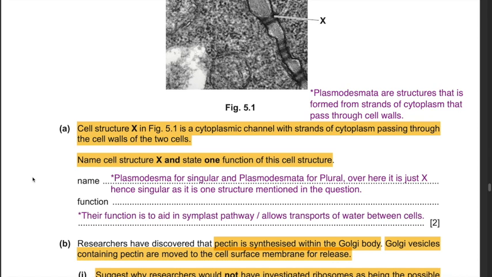And what is the function of plasmodesma? Their function is to aid in the symplast pathway, which is allowing transport of water between cells. Writing these 2 points, that is a name as well as a function, would earn you your 2 marks.